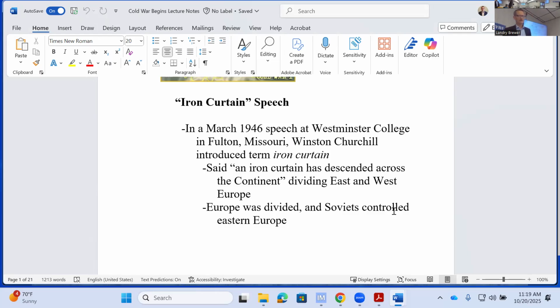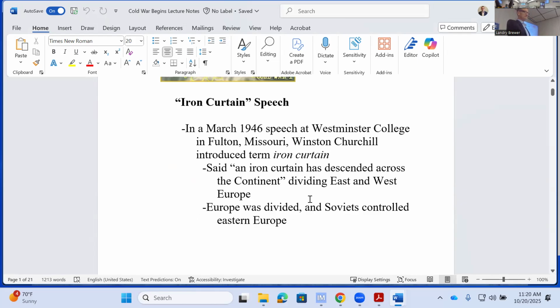Churchill said that an iron curtain has descended across the continent, meaning Europe, dividing East and West, East Europe from West Europe. We know what a curtain is, something that divides, but he called it an iron curtain, an immovable curtain drawn by the Soviet Union, because Europe was divided and the Soviets controlled Eastern Europe. And what Churchill informed his American audience, both in person and more broadly by the media that covered it, was that we don't know exactly what's going on behind that iron curtain, but it appears that the Soviet Union has taken control of Eastern Europe.